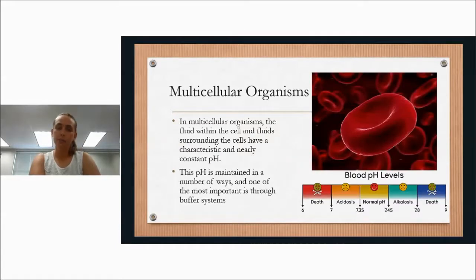Multicellular organisms. In multicellular organisms, the fluid within the cell and the fluid surrounding the cell have a characteristic and nearly constant pH. This pH is maintained in a number of ways, and one of the most important is through the buffer system. I showed you this scale in class, that the normal blood pH is between 7.35 to 7.45. Above that a little bit, and you get alkalosis, or below it a little bit, you get acidosis. And from 7 and below, or 7.8 and above, you die. Your pH of your blood has to remain very, very constant.